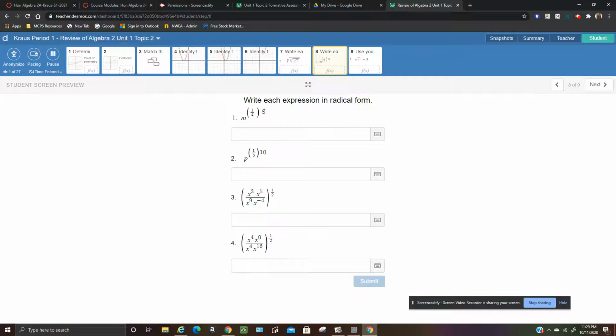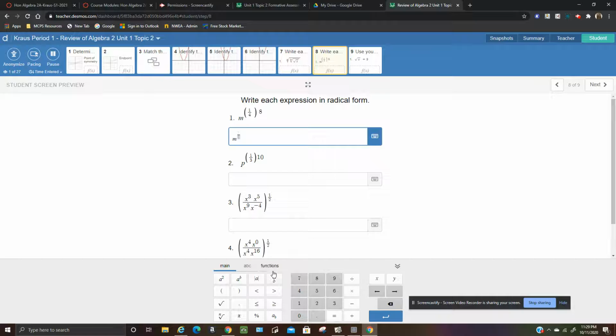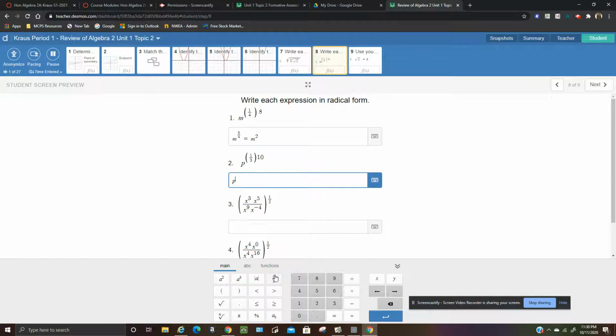And I had a hard time making this in parentheses to the 8th power, so you want to multiply these two together. So m exponent 8/4, which is the same as 8 divided by 4, would be m squared. And this one is p exponent 10/3.